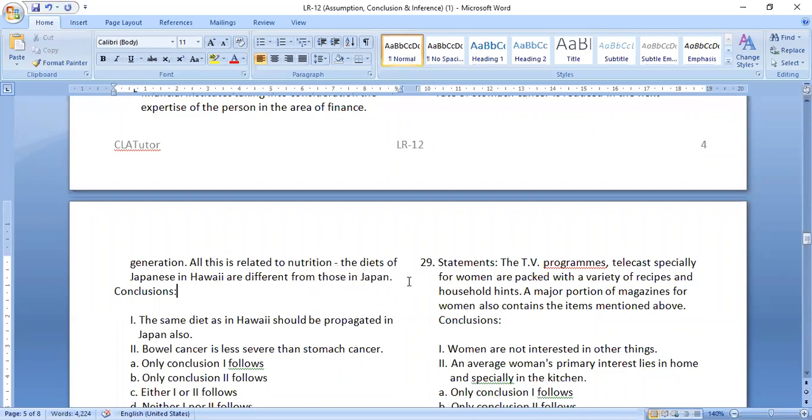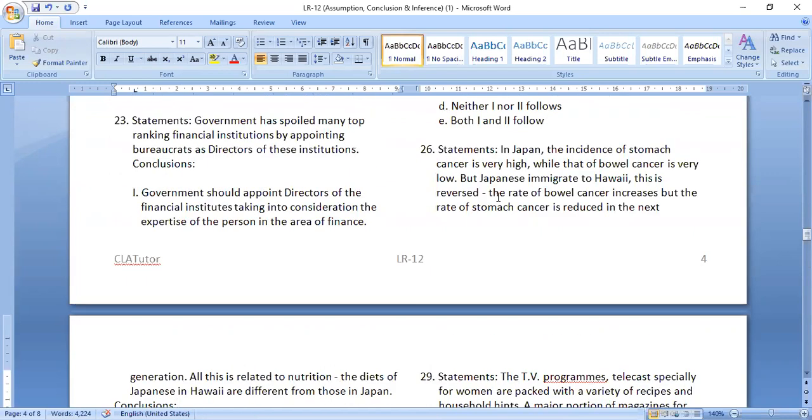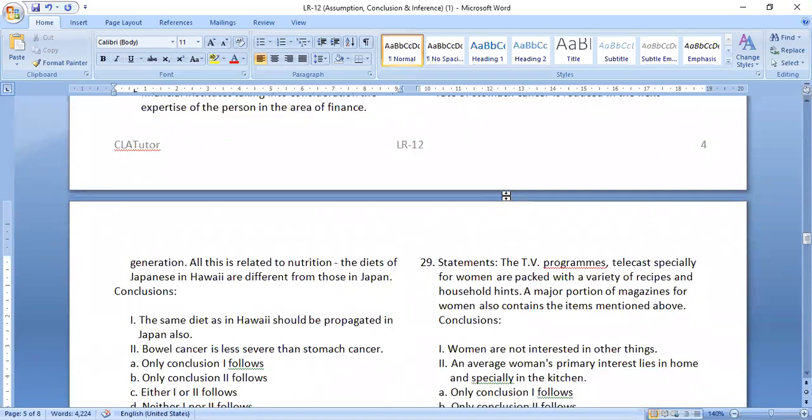Okay, so do we get the statement? The statement is that while Japanese are in Japan, they are more likely to face stomach cancer than bowel cancer. But when they immigrate to Hawaii, the case reverses, right? So they're more likely to get bowel cancer and less likely to get stomach cancer. In one generation, this change happens.